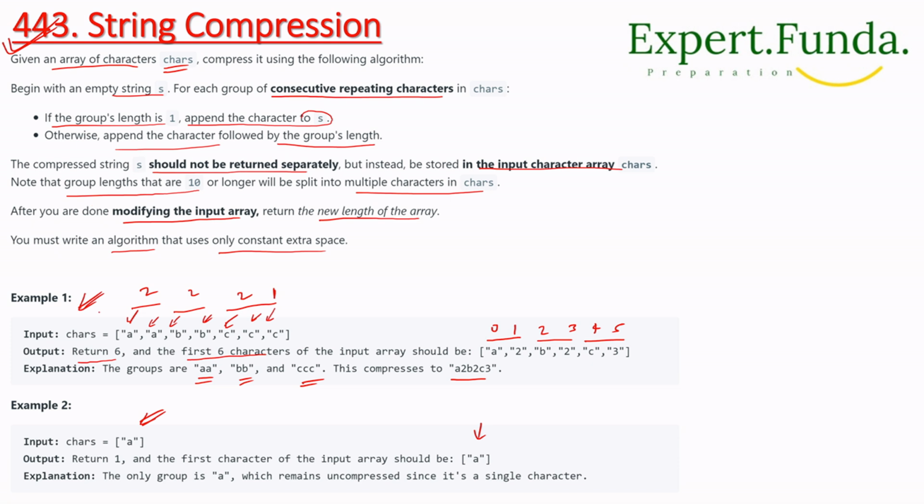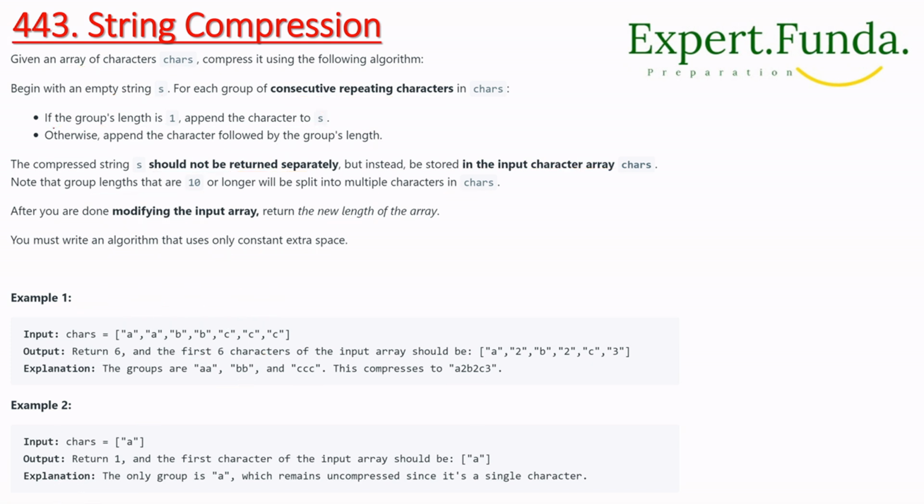So for each group of characters, we check the group length. If the group length is greater than 1, then we have to append the character followed by the group length into s. Otherwise, we append only the character. That we have to do each time.